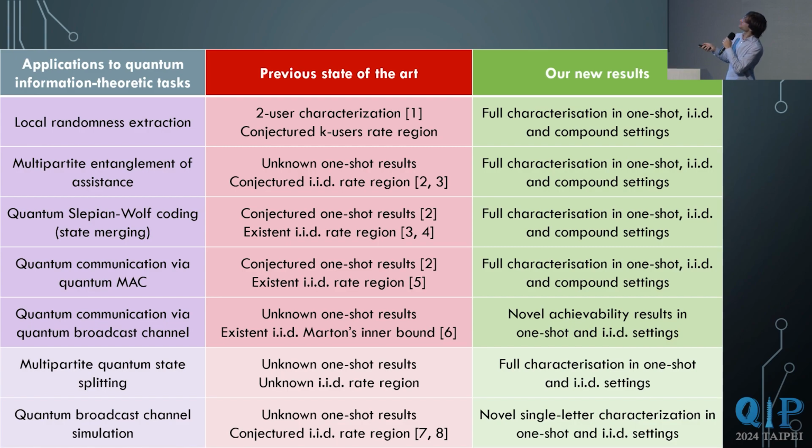In the middle, you can see the previous state of the art before our paper, so the things that were known about the rates of these tasks. And on the right, you can see the results that we get with our new results, which is, well, always a full characterization, or almost always a full characterization of this task in the IID setting, in one-shot settings, and even in some cases in the compound settings.